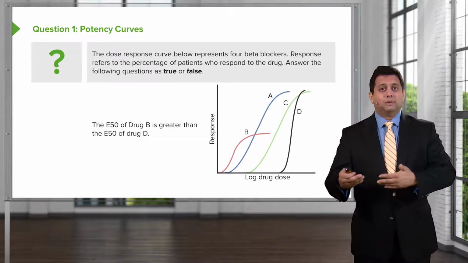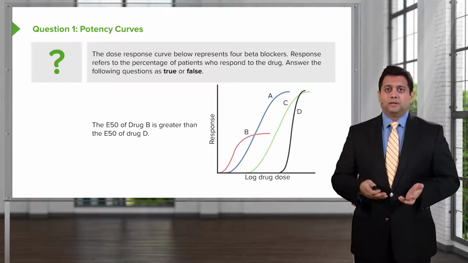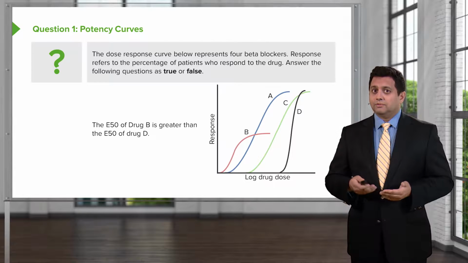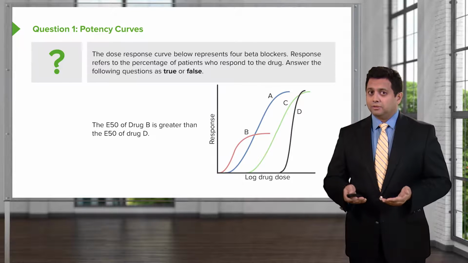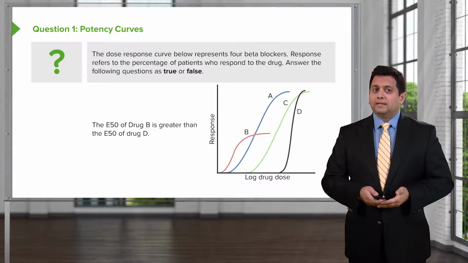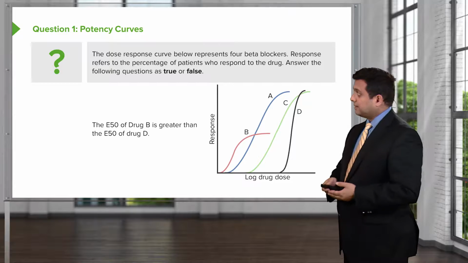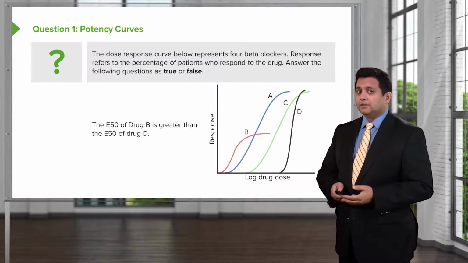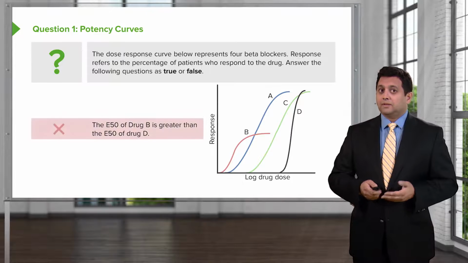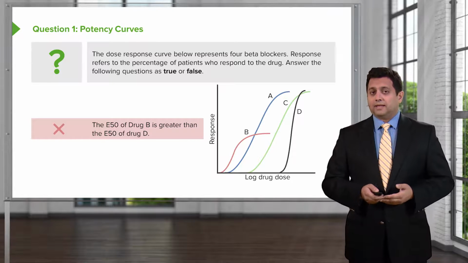Okay, let's keep going with more questions. The dose-response curve below represents 4 beta blockers. Response refers to the percentage of patients who responded to the drug. Answer true or false: the E50 of drug B is greater than the E50 of drug D. So we're talking about the red curve and the black curve. Which one has a greater E50? So the answer here is false. Clearly, that is not the case.